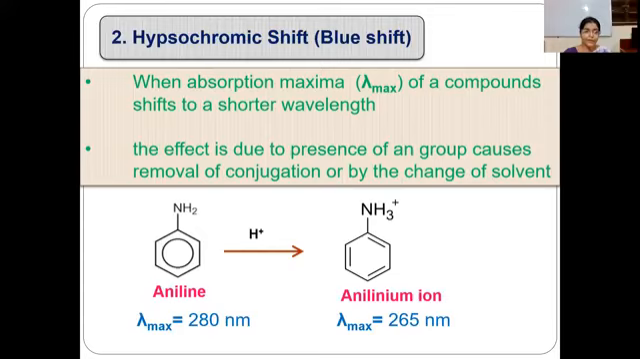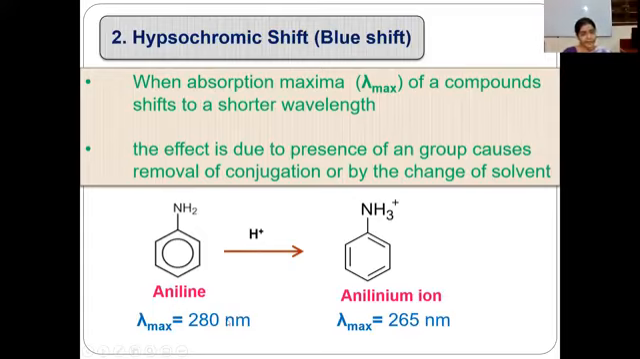But another effect is due to the presence of a group which can remove the conjugation from the molecule. That means any particular group which can decrease the delocalization of the electron will decrease the value of lambda max. For example, aniline. Aniline in neutral solution shows lambda max, maximum absorption at 280 nanometer.